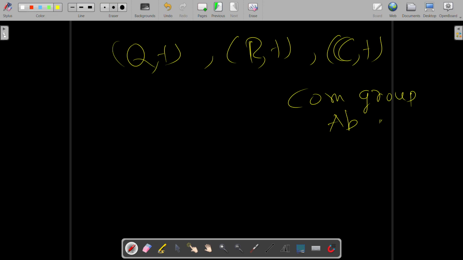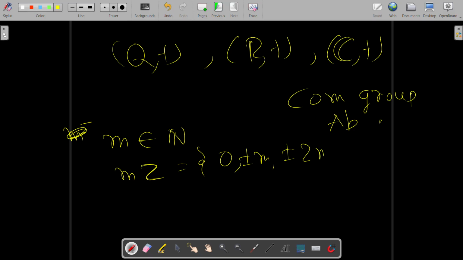In the same way, we can say the set of all multiples of m, where m is a natural number, a set like mZ, meaning all multiples of m in the integers, will also form a group, because this set will be like 0, plus minus m, plus minus 2m, plus minus 4m. This set will also form a group. We can check it.